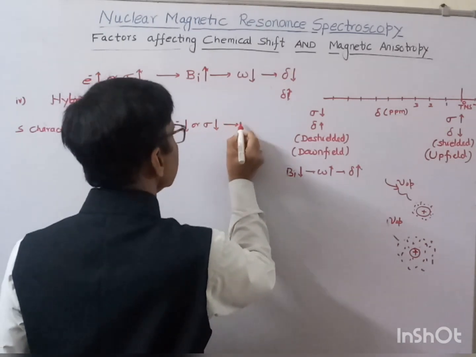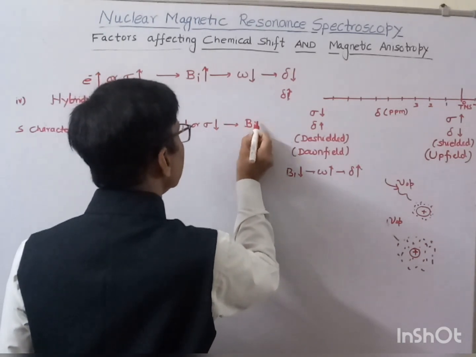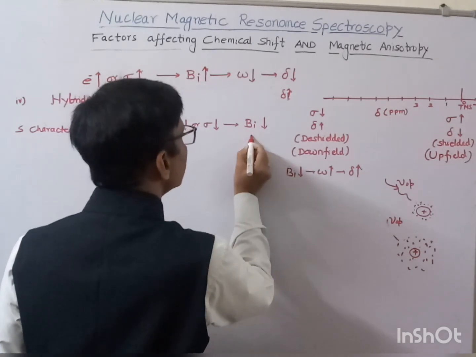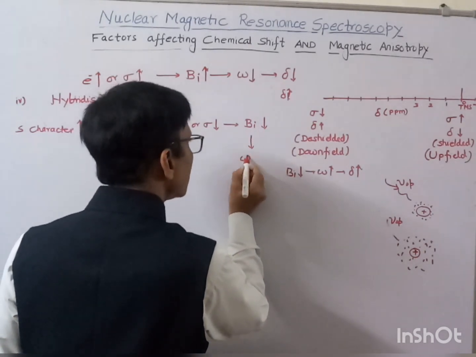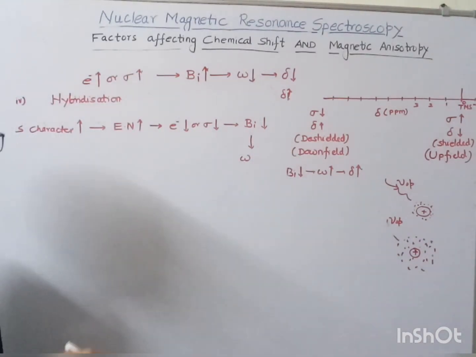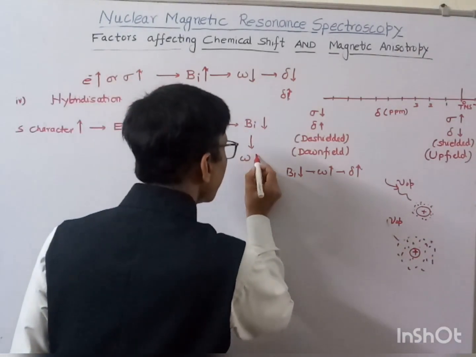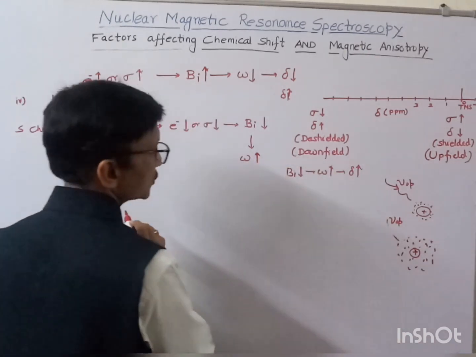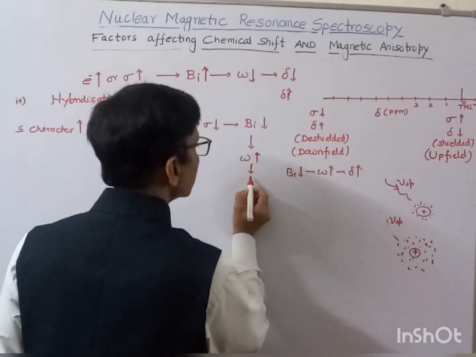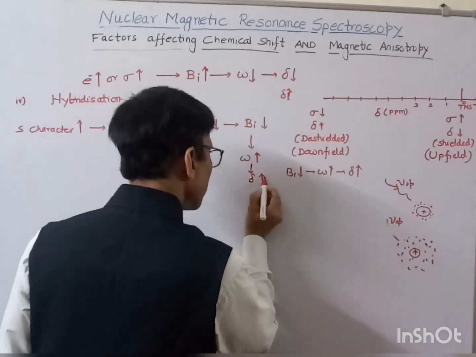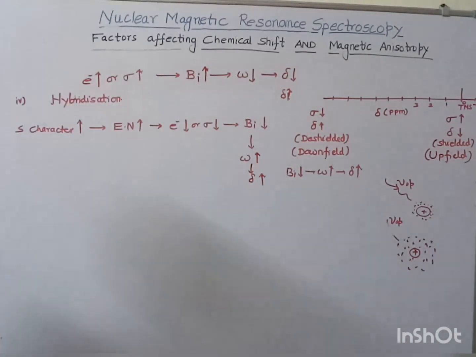If shielding decreases, then Bi will decrease, and if electron density decreases, the proton will resonate at a higher precessional frequency, and the delta value will also increase. So this is the simple thing.